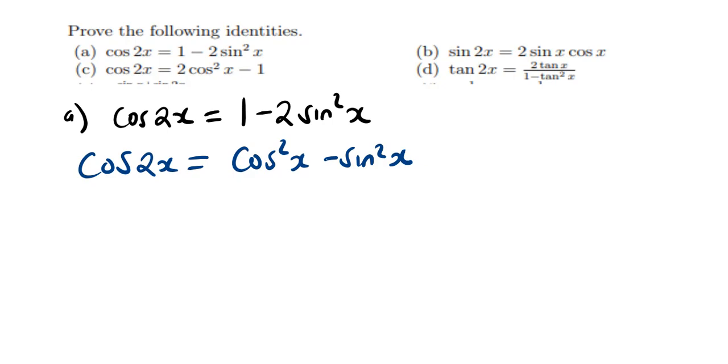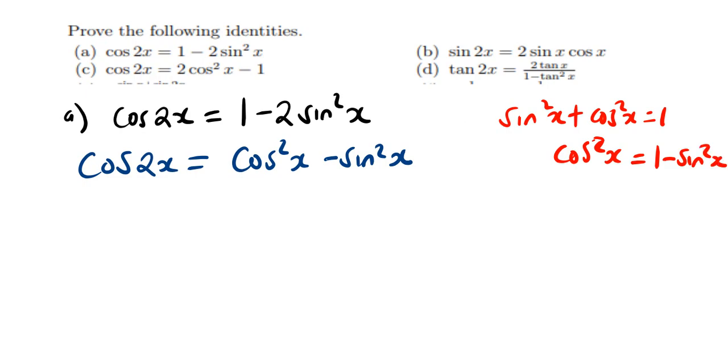What we are going to do, you know that from your parent identity, the Pythagorean identity, sine squared x plus cos squared x is equal to 1. If we make cos squared the subject of the formula, we have cos squared x is equal to 1 minus sine squared x. So this is what I'm going to replace where there is cos squared x. Okay, when I replace, let's see what we have.